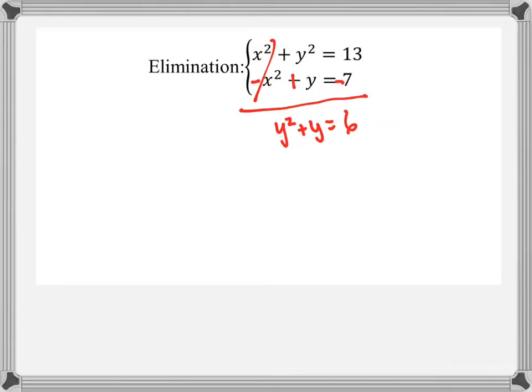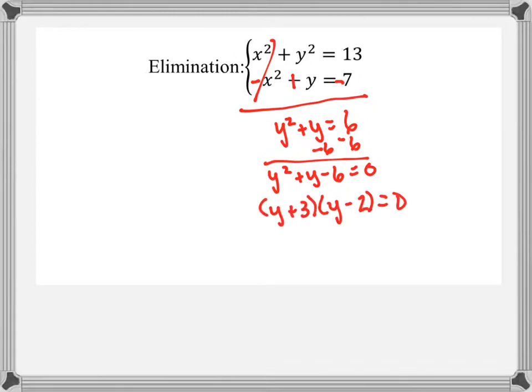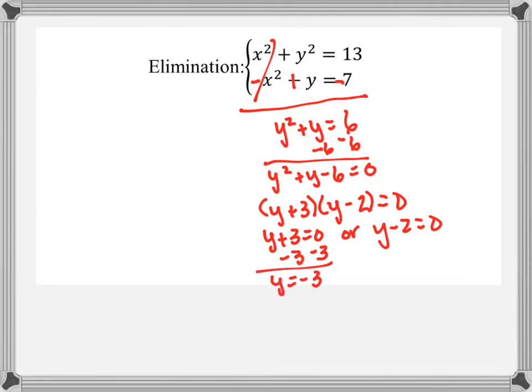Okay, this looks like a quadratic equation. I'm going to subtract 6 from both sides. I have y squared plus y minus 6 equals 0. Going to factor this, so (y plus 3) times (y minus 2) equals 0. Set each factor equal to 0, so y plus 3 equals 0, or y minus 2 equals 0. Solving for y, we get y equals -3, or y equals 2.